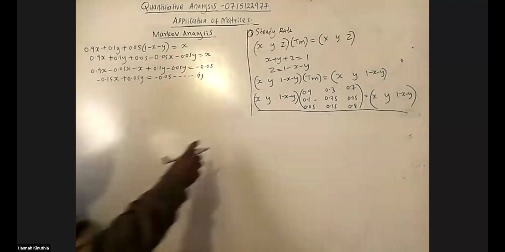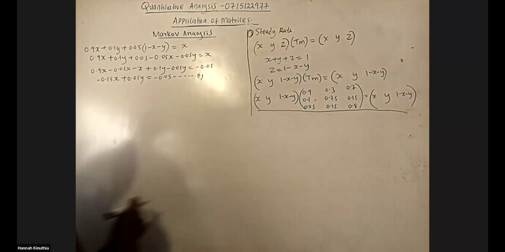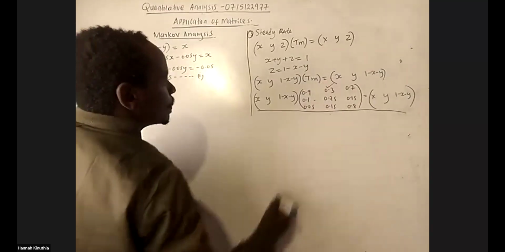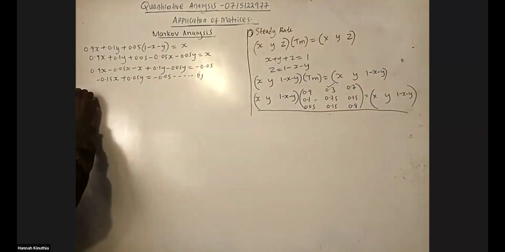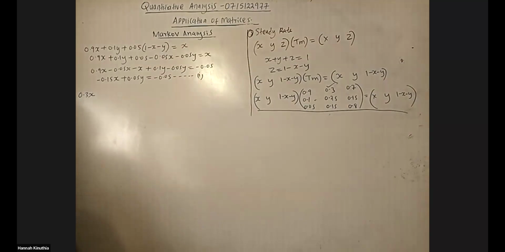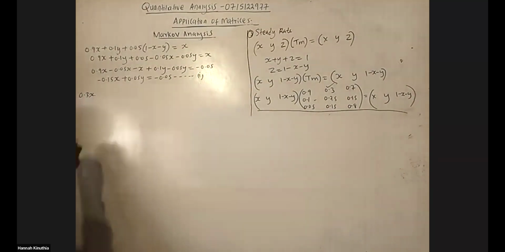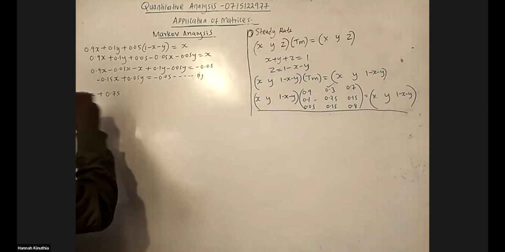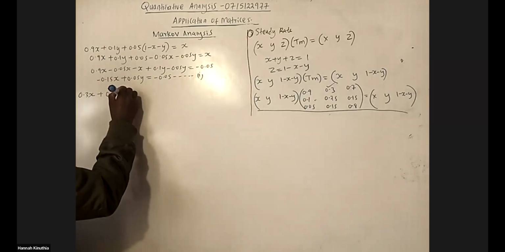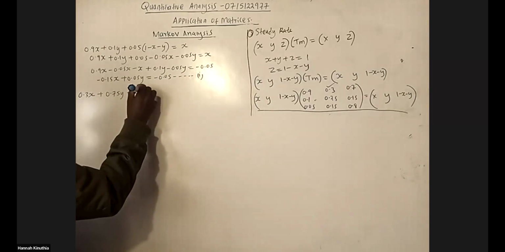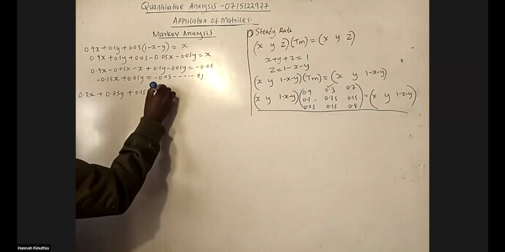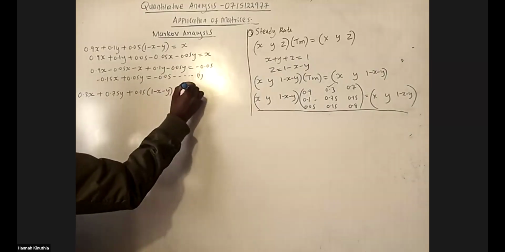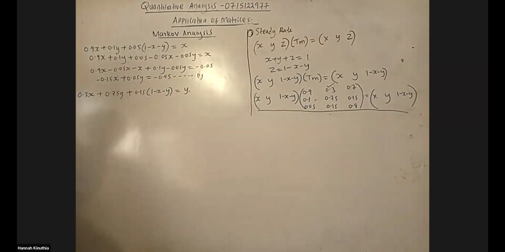We go to the second one, your y. Let us go to this second one. It will be 0.3x plus 0.75y plus 0.15 times 1 minus x minus y must be equal to y.